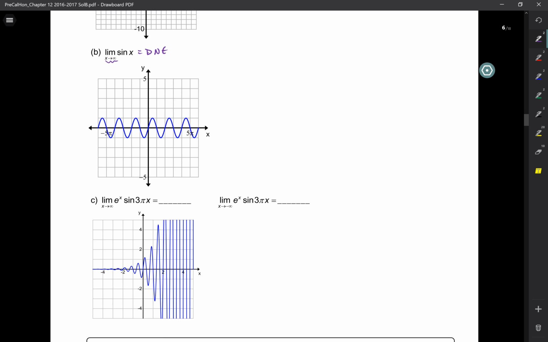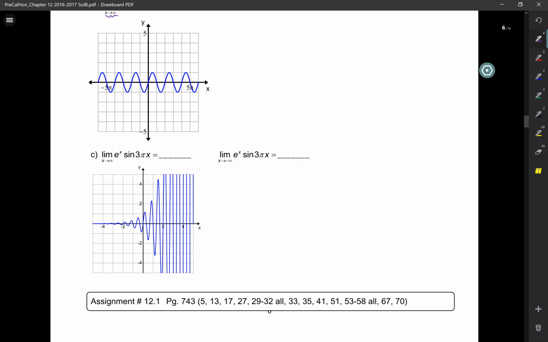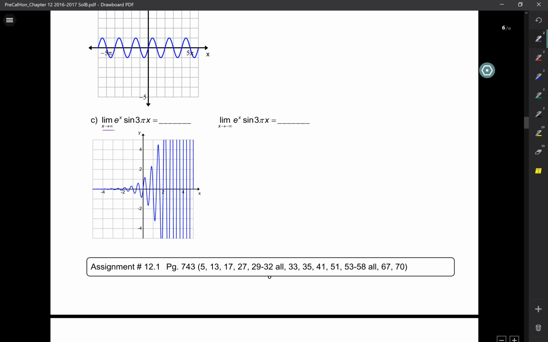Okay, so now, hang on. So here, this one, do you see how the function looks very different from the left and from the right? So we're looking at what happens as x approaches infinity here. It's oscillating very, very rapidly. We don't know where it's going to end up. So it's DNE. But as I approach here, the limit is 0.